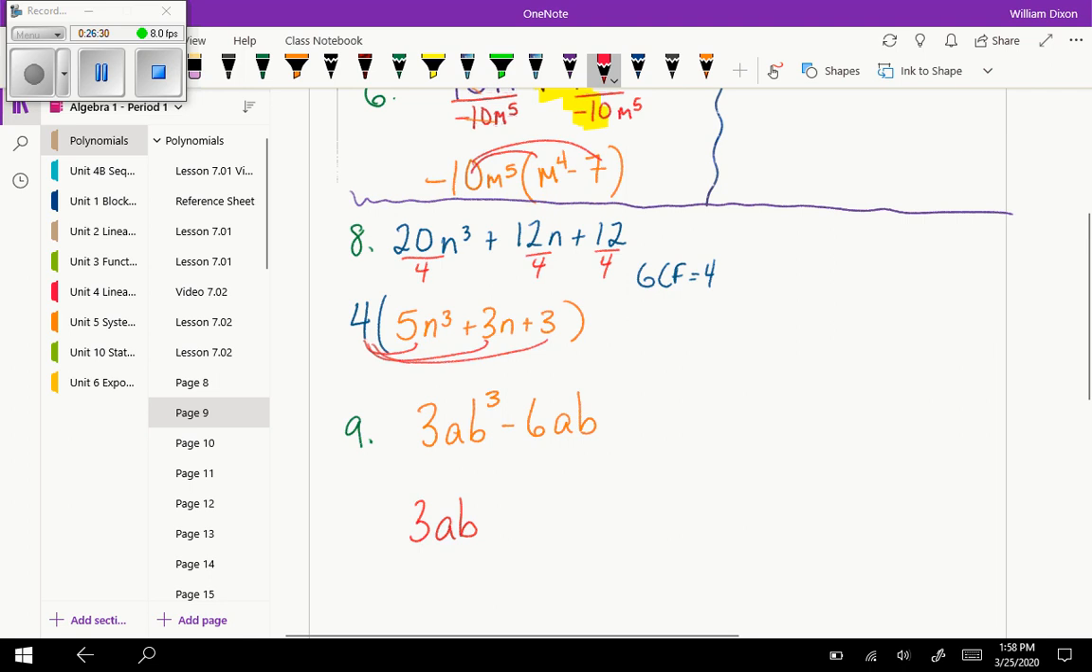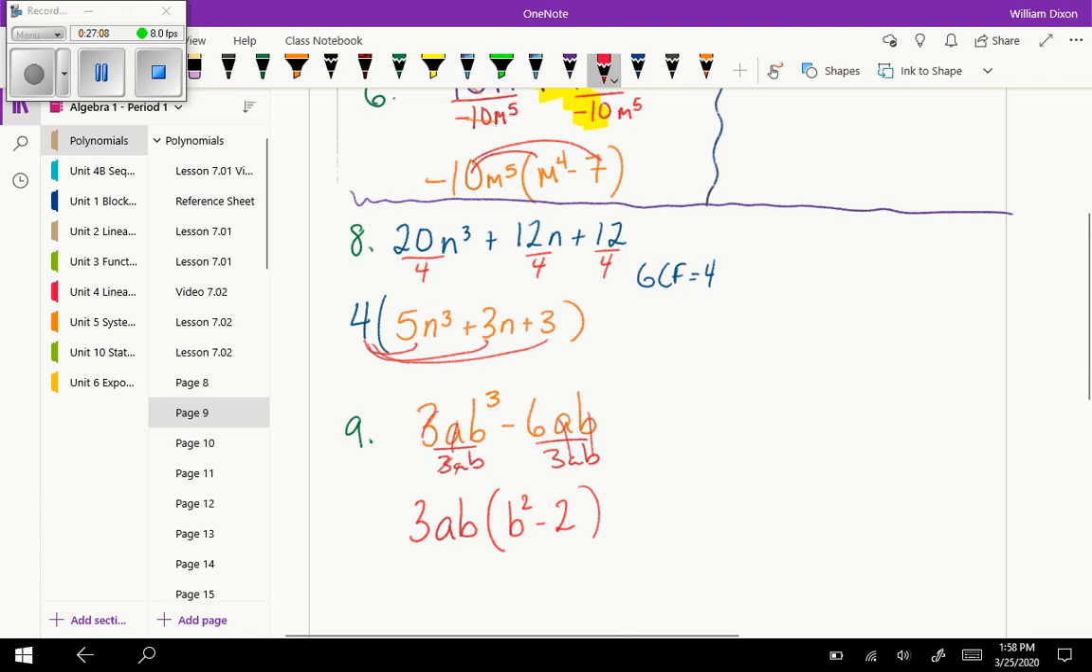All right, so now what I'm going to do, I'm going to use the same color. I'm going to divide both by 3ab. I'll do this for you. 3ab, 3ab. All right, so for the first one, I'm going to be left with this cancels. b to the third minus b is b squared. b squared. All right, and then negative 6 divided by 3 is negative 2. All right, that cancels, and that is my answer.